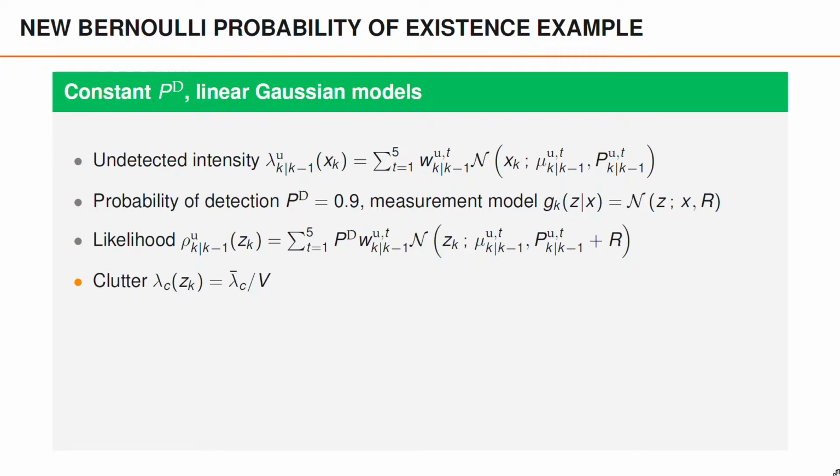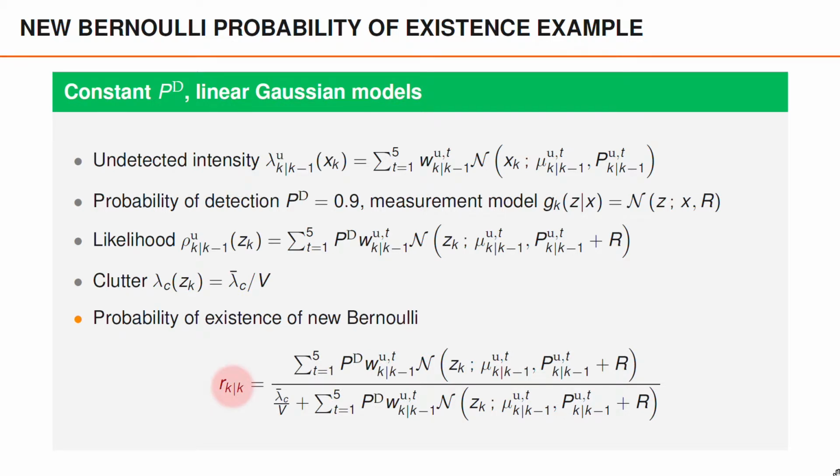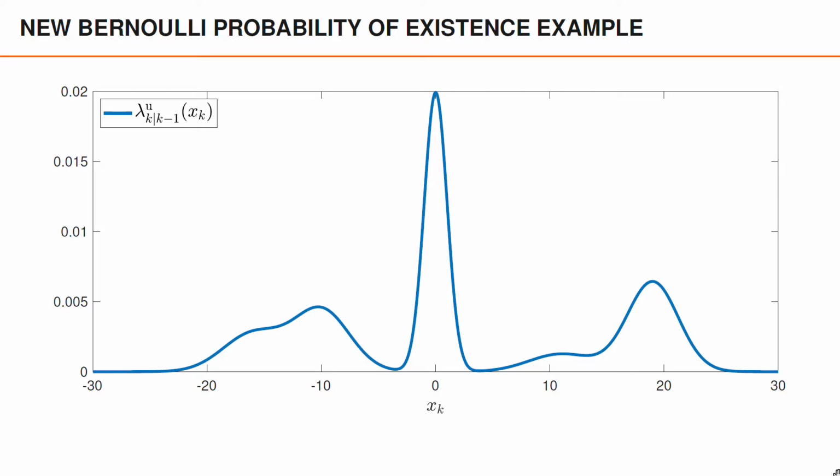For the clutter, we assume a standard model, which is that the clutter is uniform. And this gives us a probability of existence for the new Bernoulli that is equal to the sum of Gaussians divided by the sum of the clutter intensity and the sum of Gaussians. So here we see the prior undetected intensity lambda u. In red, we now have the intensity rho, which is lower due to the probability of detection and has larger variance due to the measurement noise.